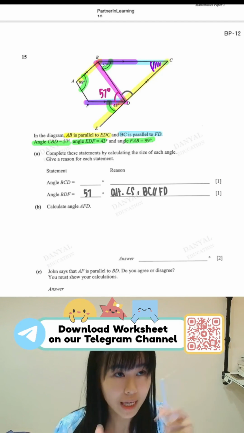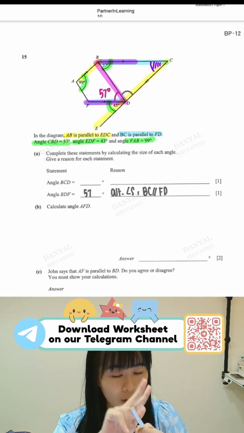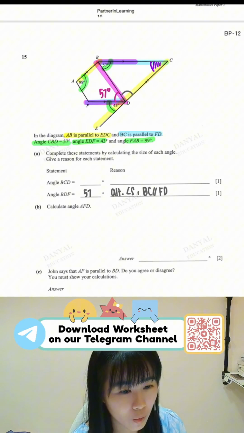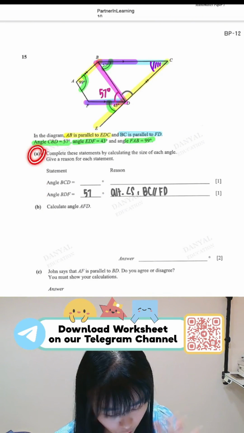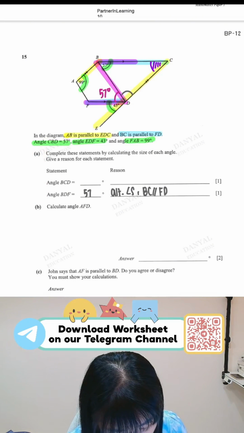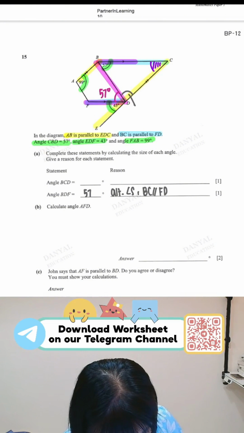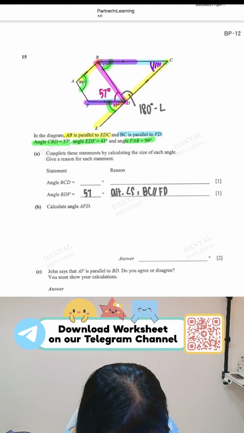Alternate angle, corresponding angle, interior angle, you must always write the parallel lines. What if you do below first? It doesn't matter because these two they come from A, so it's okay. Okay, BCD. Before BCD, I find this one first, which is 180 minus 43 minus 57, angles on the straight line.